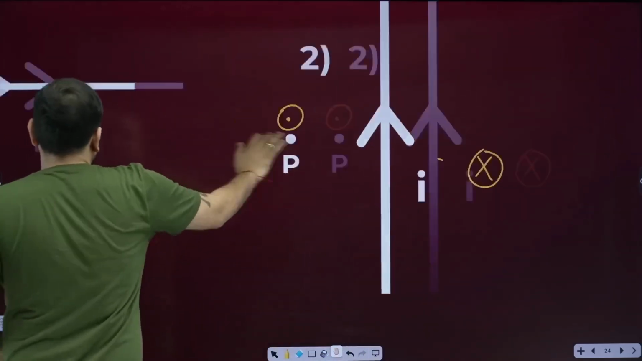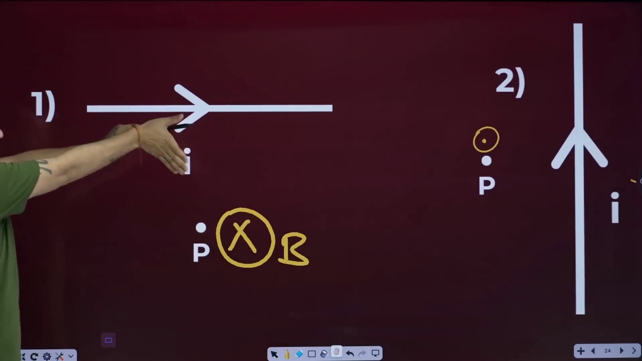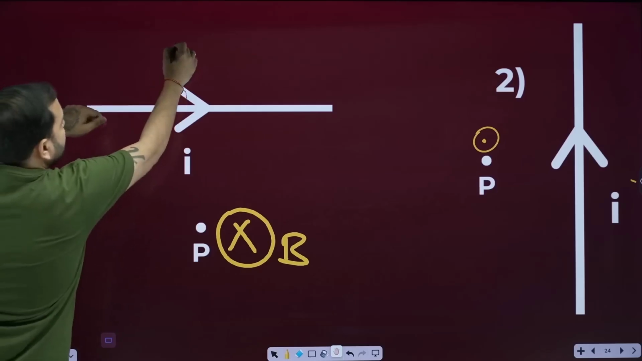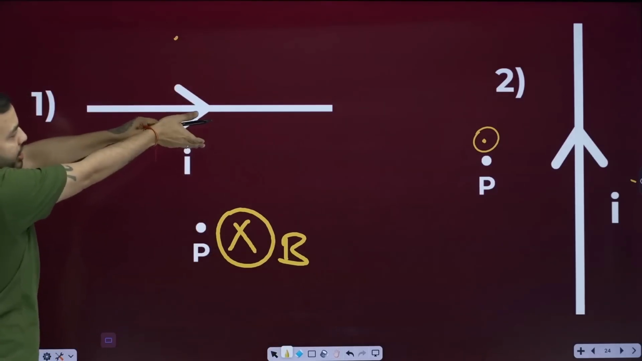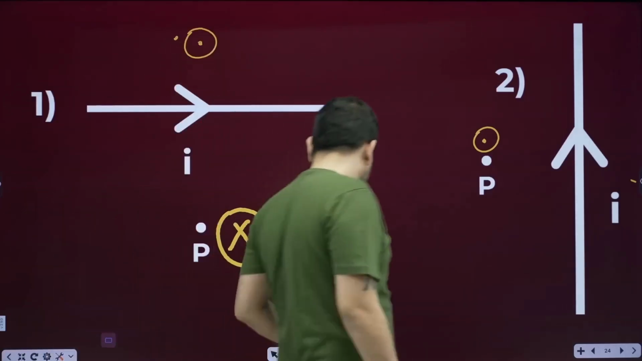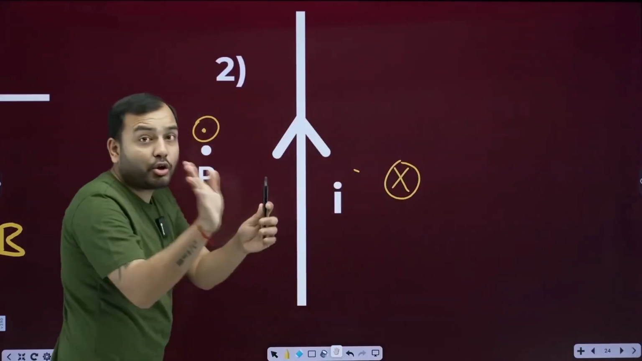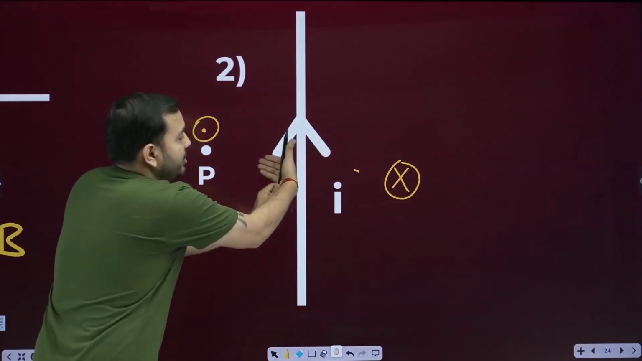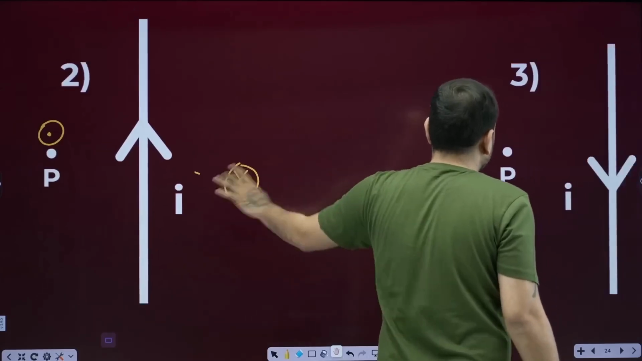Now look at this. I held the wire, right hand thumb this way. At P, the magnetic field is inside. And here, at this place, look, at P it is inside and here towards outside. Is it clear? Is it understood? Shall we do more? I held it with the right hand. Don't use the left hand, use the right hand. Current is upwards. Here the magnetic field is inside and here outside. Let's see one more. Look at this.